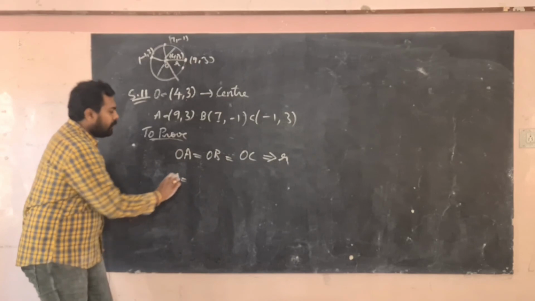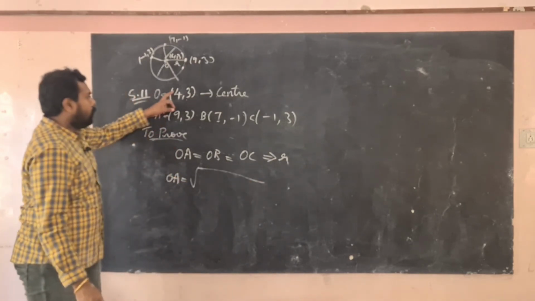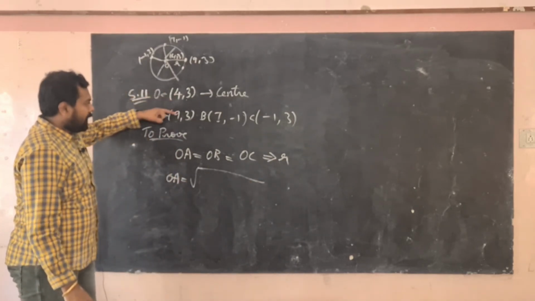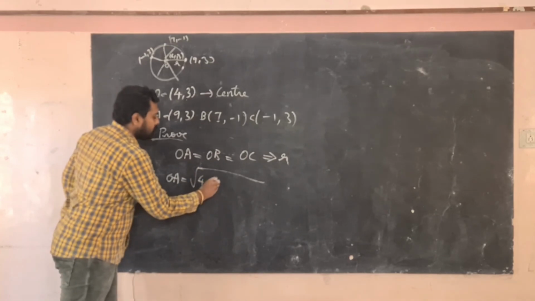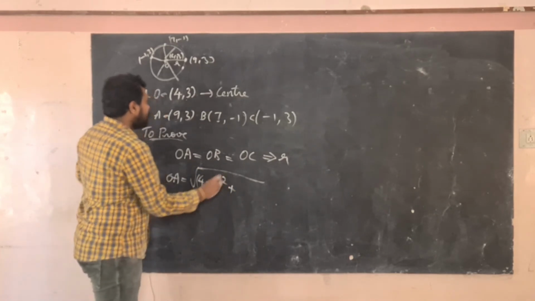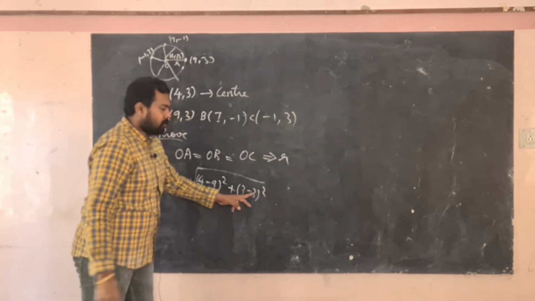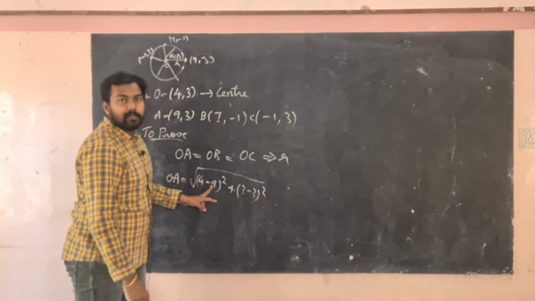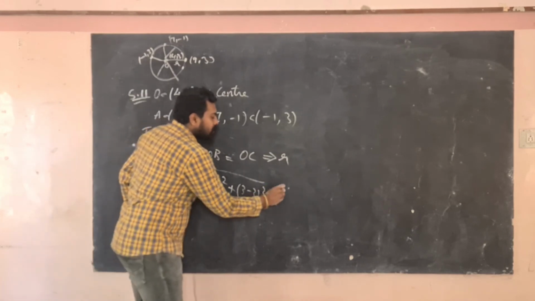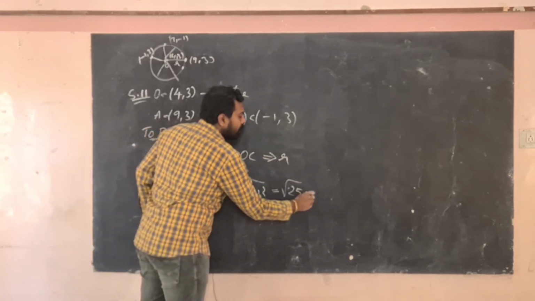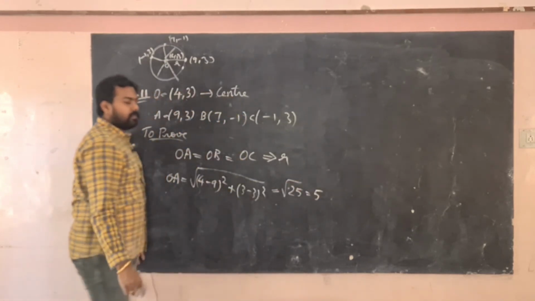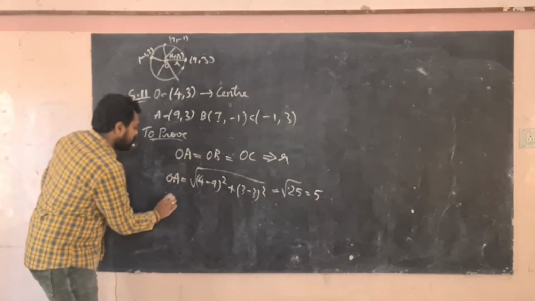What is OA? Square root of (4 minus 9) the whole square plus (3 minus 3) the whole square. 3 minus 3 becomes 0, so leave it. 4 minus 9 is -5. -5 square is 25. Square root of 25 is 5. Next, OB.